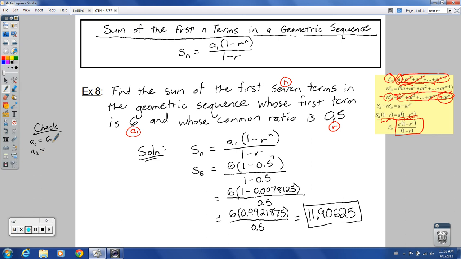Our second term, multiply that by 0.5 and you get 3. Our third term, multiply that by 0.5 and you get 1.5. The fourth term, multiply this by half, or 0.5, and you have 0.75. The fifth term, you get 0.375. The sixth term, you get 0.1875, and the seventh term, you end up getting 0.09375. Now, that was cumbersome enough that I did all that work in a calculator beforehand when I made this video, but if you add all these terms together, that's what you get right there, 11.90625.